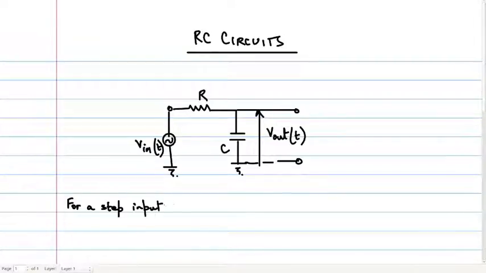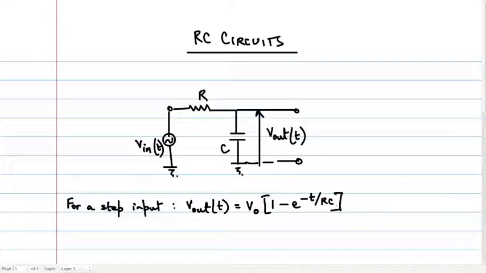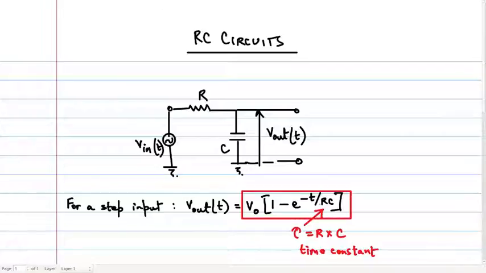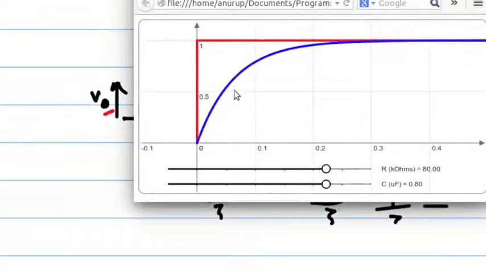This circuit's response to a step input is well known and is given by V0, where V0 is the magnitude of the step applied at the input, multiplied by 1 minus e to the power of minus t divided by R times C, where t is the independent variable denoting time. The RC product is given the name tau and is referred to in literature as the time constant of the circuit. And to get an idea of why the term time constant is used, let's plot this equation using a small computer program to see what the output actually looks like.